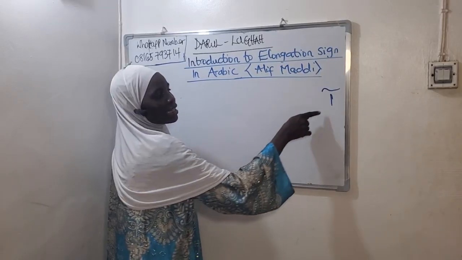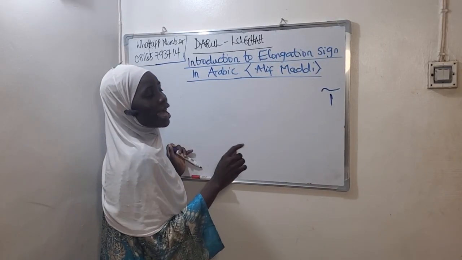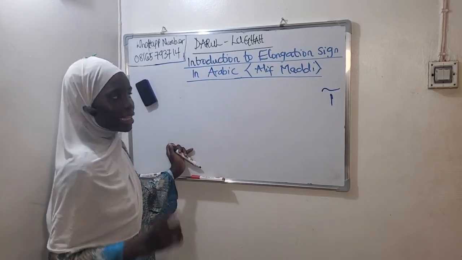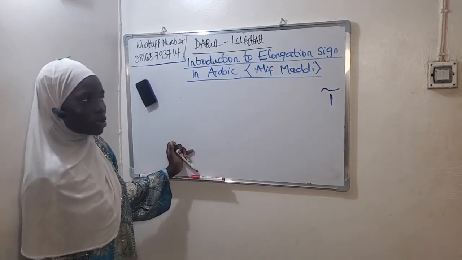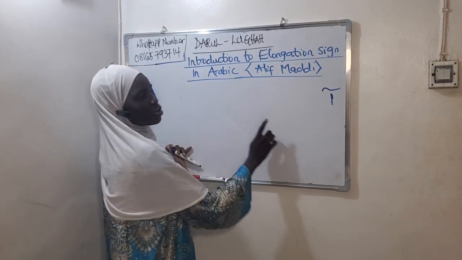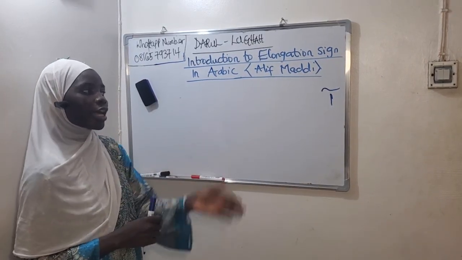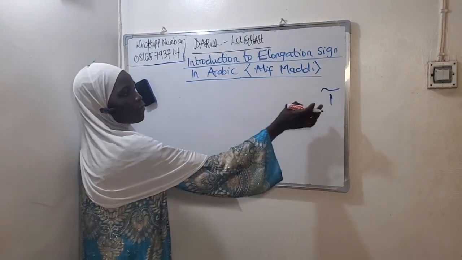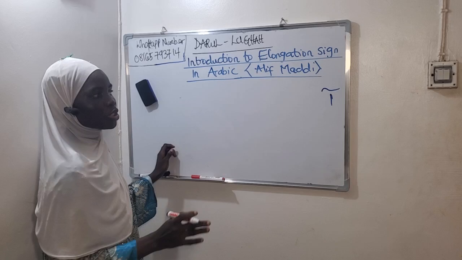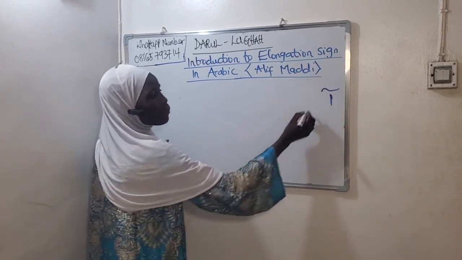Anywhere you see a letter with Alif Maddi, the character you will see on the letter is Fatia. But if it is Ya Maddi, it attracts Kesro. If it is Wa Maddi, it attracts Doma. When we get to Kesra and Doma, you will understand better. Today we are focusing on Fatia, Alif Maddi, which attracts Fatia. Alif, Fatia, Alif Maddi.